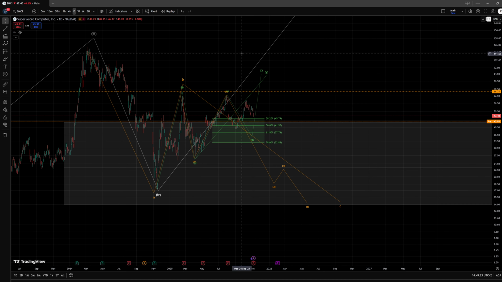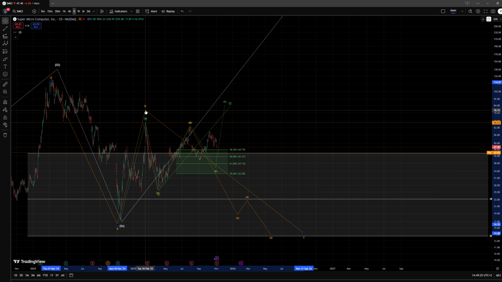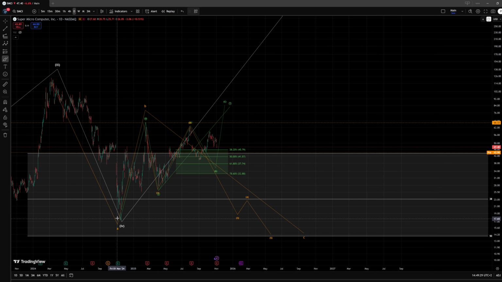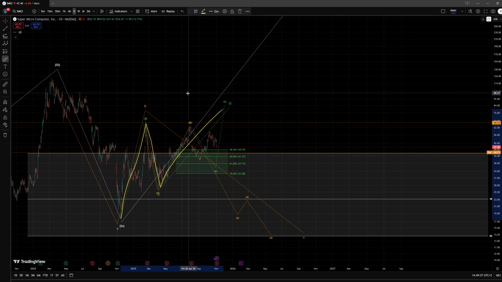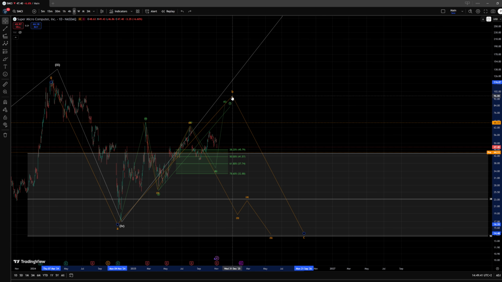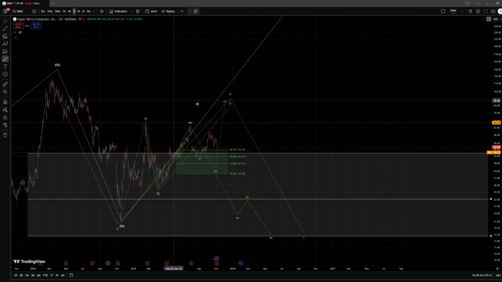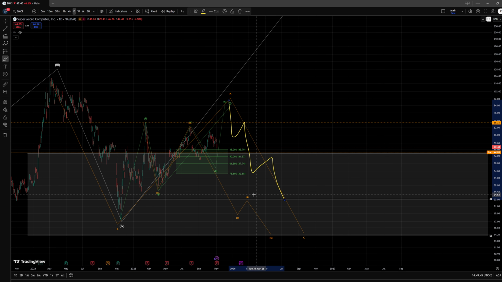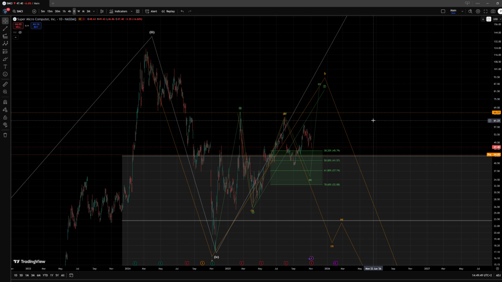Now, within this interpretation, we also allow some room for the green scenario, where instead of having the wave B top here, we would consider this only an initial wave W, this a wave X, and then a wave Y that could still reset here, basically this wave B top, and then we should be looking for a 5-wave structure to the downside within the wave C. So that is still a very plausible interpretation.